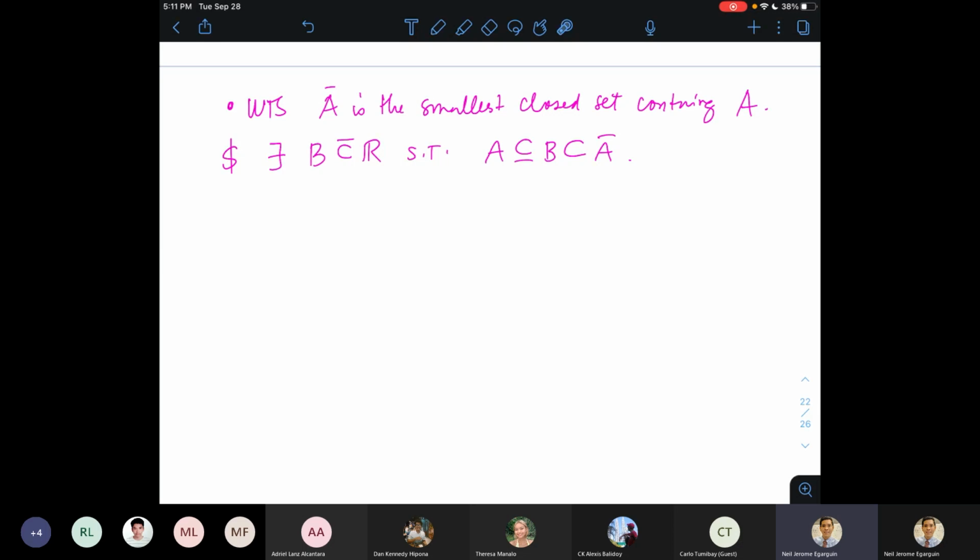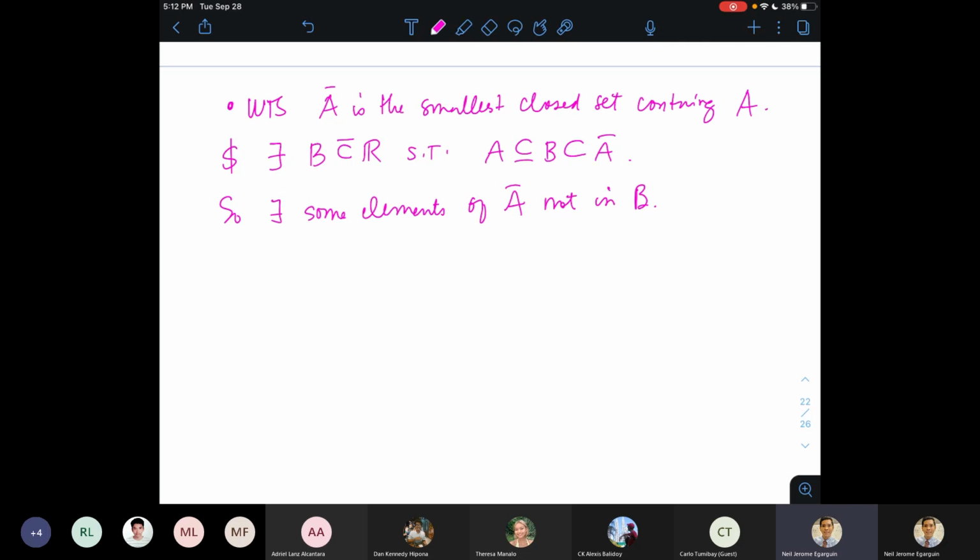Now, per this statement, si B ay isang closed set. Kino-contain niya si A, pero merong mga elements si A bar na wala kay B. So maybe we can start with that. So there exists some elements of A bar not in B.